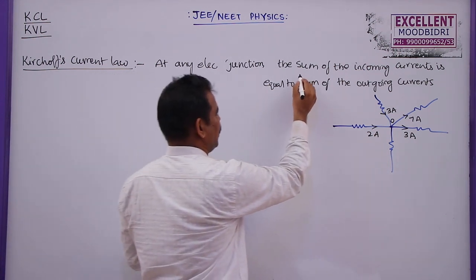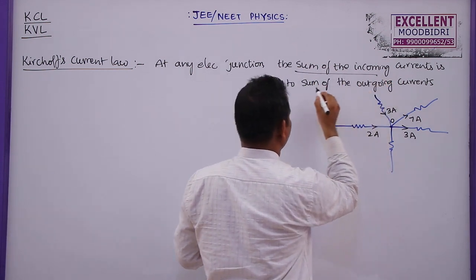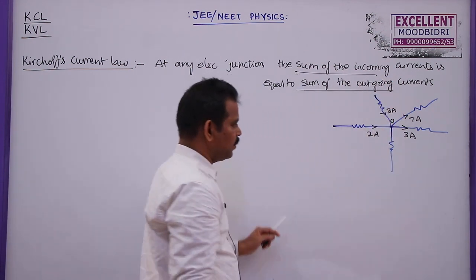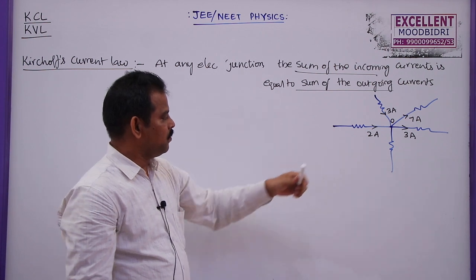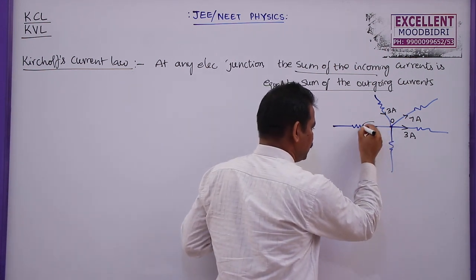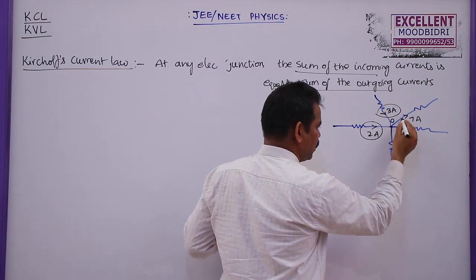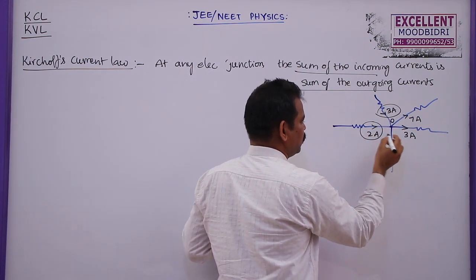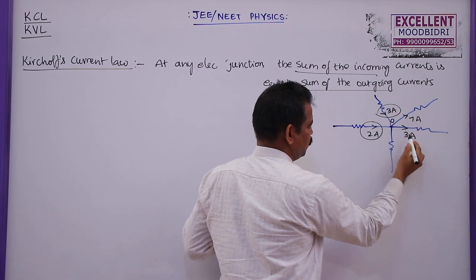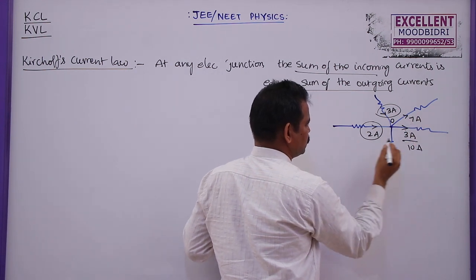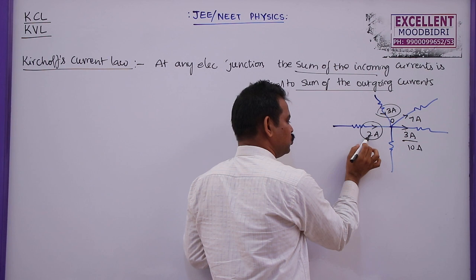According to this, the sum of the incoming currents must be equal to the sum of the outgoing currents. First of all, let me find out the sum of the incoming currents. This is an incoming current. This is also an incoming current. This is outgoing. So what are the outgoing currents? 7 plus 3, this is 10 amperes. Incoming currents, 3 plus 2, 5.